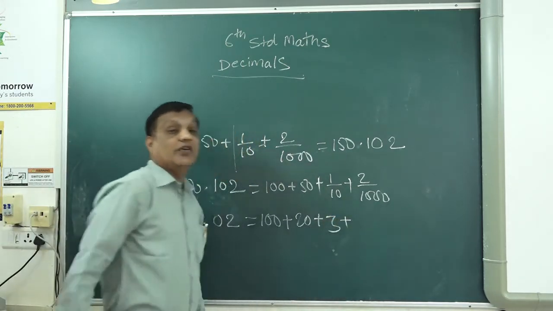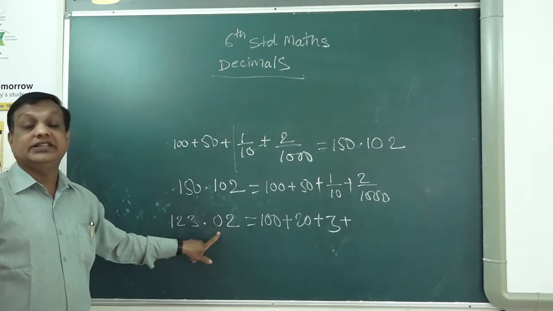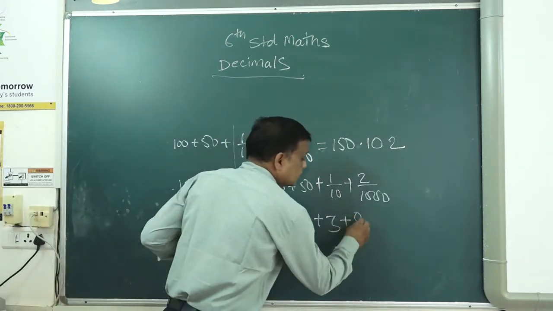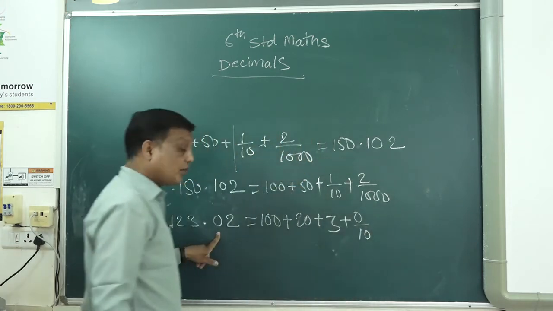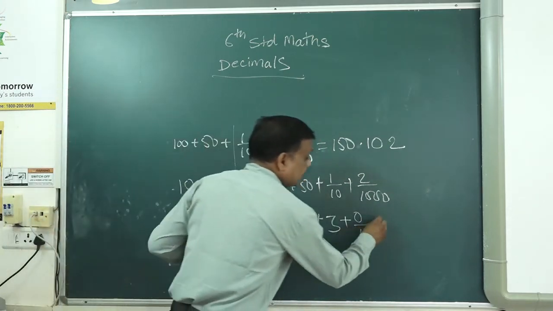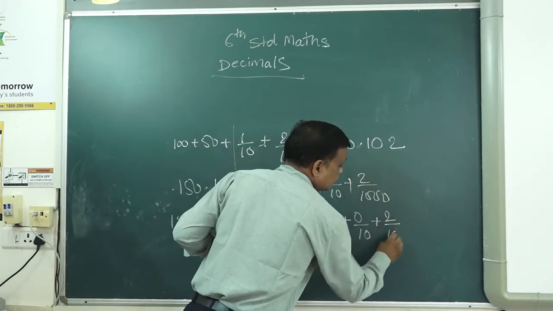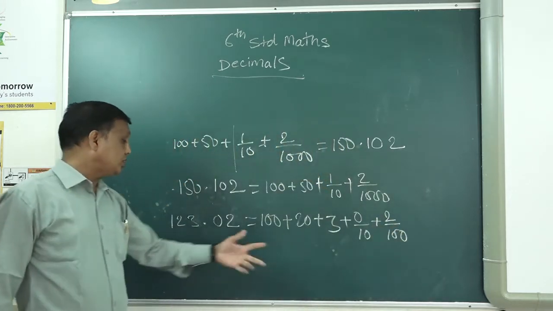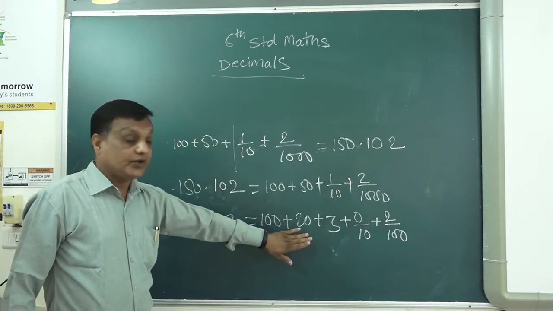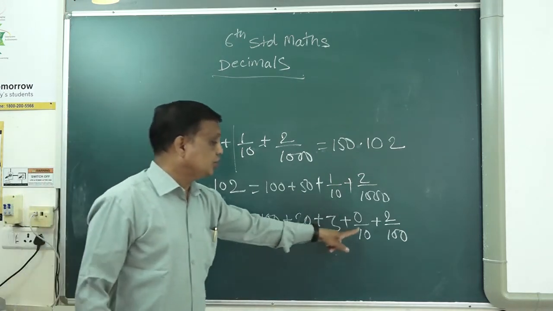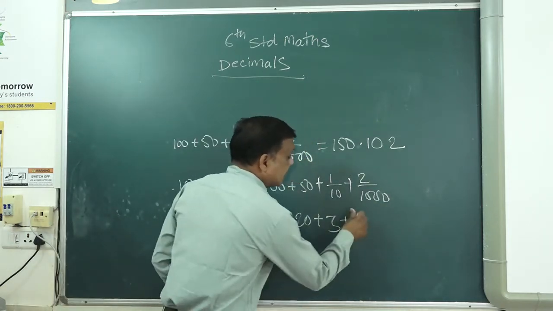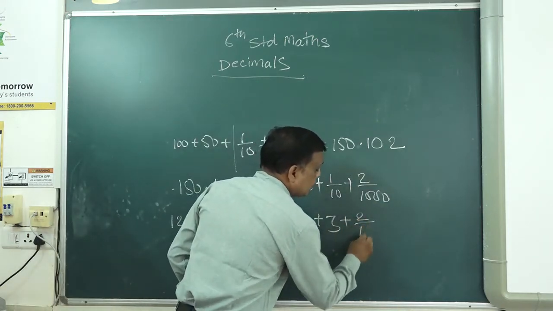Now plus. After plus, what you have to do? The 10th is what? 0. So it will become 0 upon 10. Afterwards, in the 100th, 2 upon 100. So this is decimal converted into the expanded form. Here I showed 0 upon 10. If you don't show this 0 upon 10, then also okay. Directly you can write 2 upon 100.